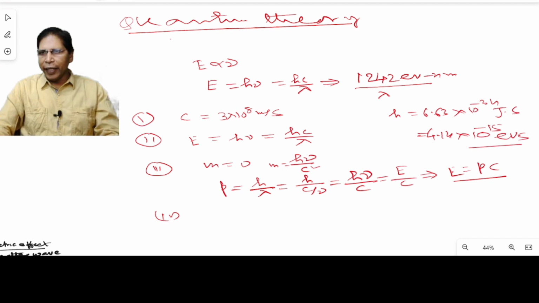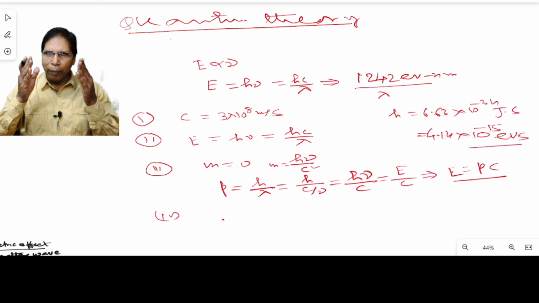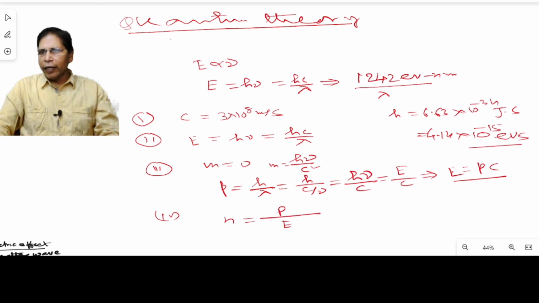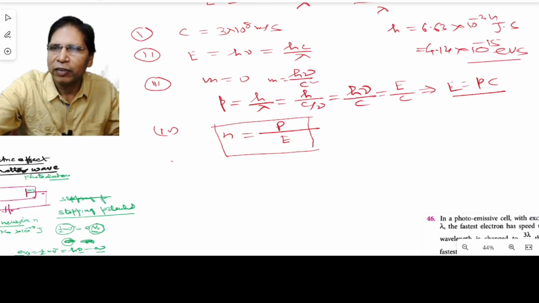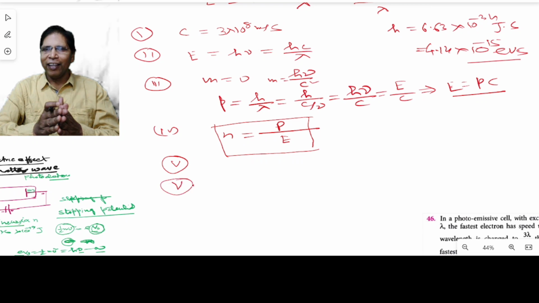Number 4, the rate of photons incident on a metal surface is equal to the power of the radiation divided by the energy of a photon. So the greater the power of the radiation, the greater the number of photons in that radiation. No problem. Next, 5. A photon collides elastically with a material particle.